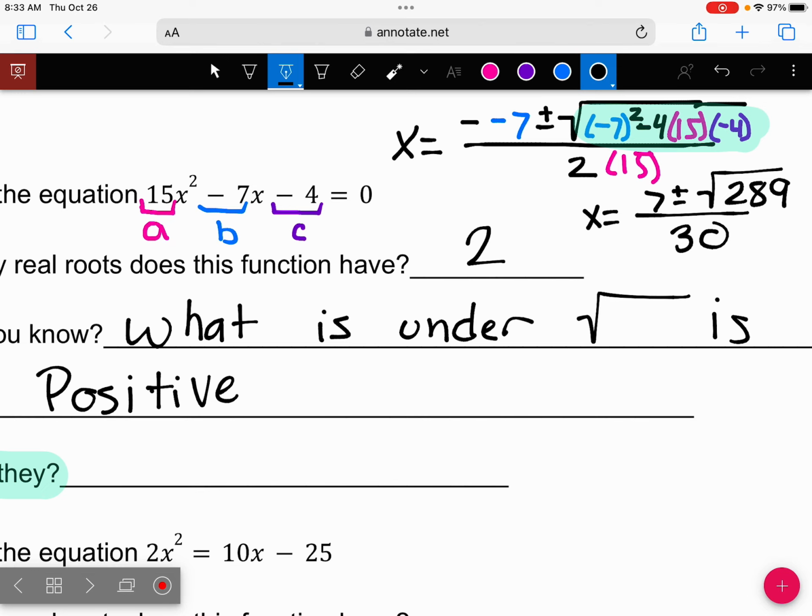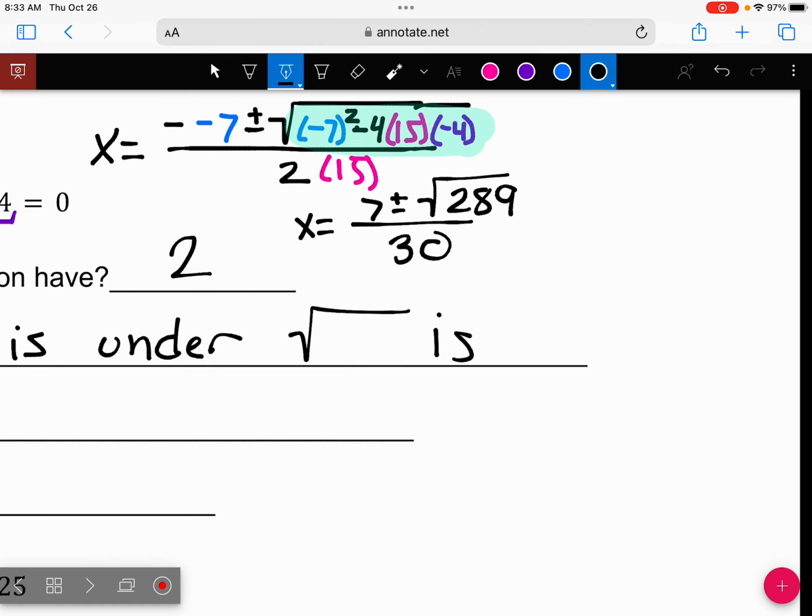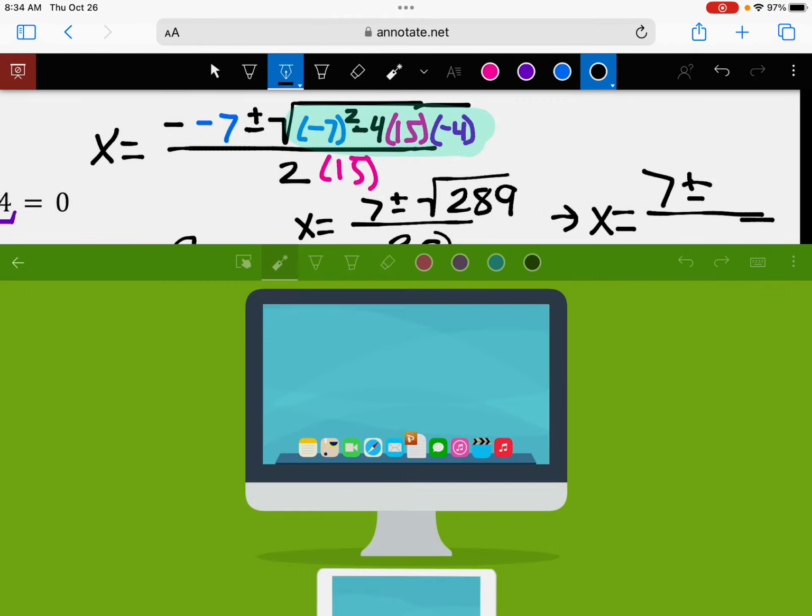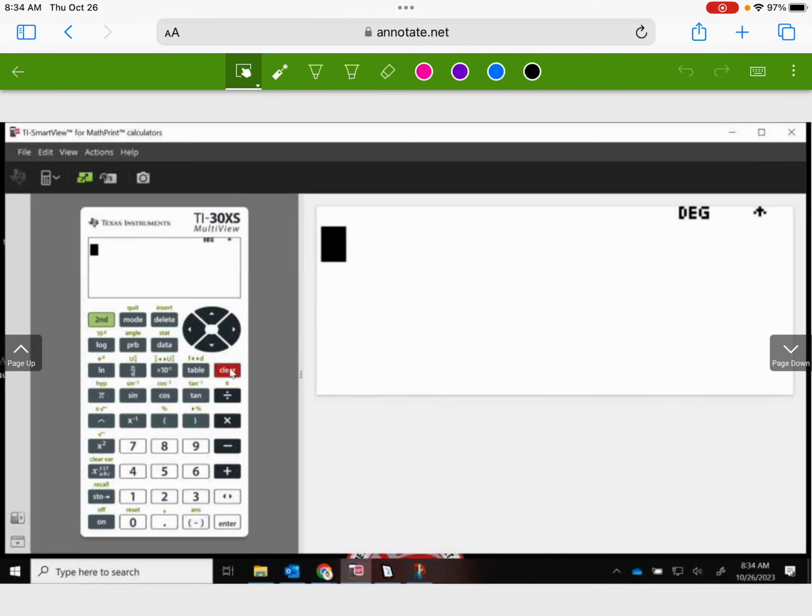So then that last question says we have to keep going because it asks what are our solutions. So we're going to do this. We have our x equals 7 plus or minus the square root of 289. And we're again going to use our calculators because we don't got to do stuff by hand anymore. 289 is 17.